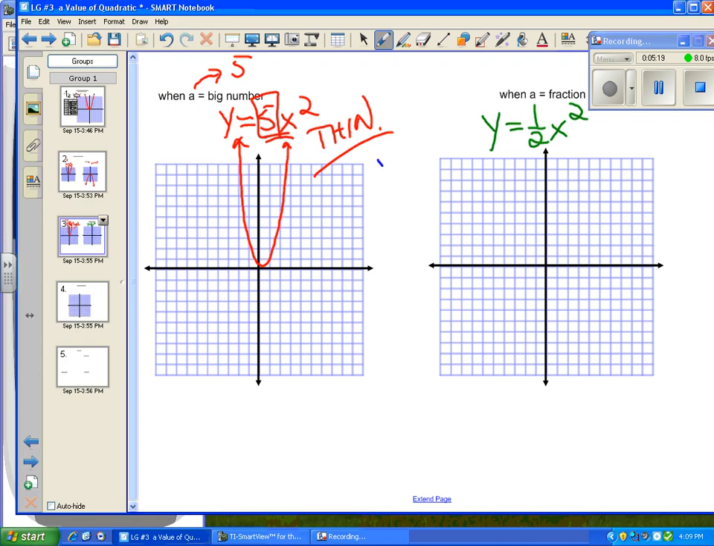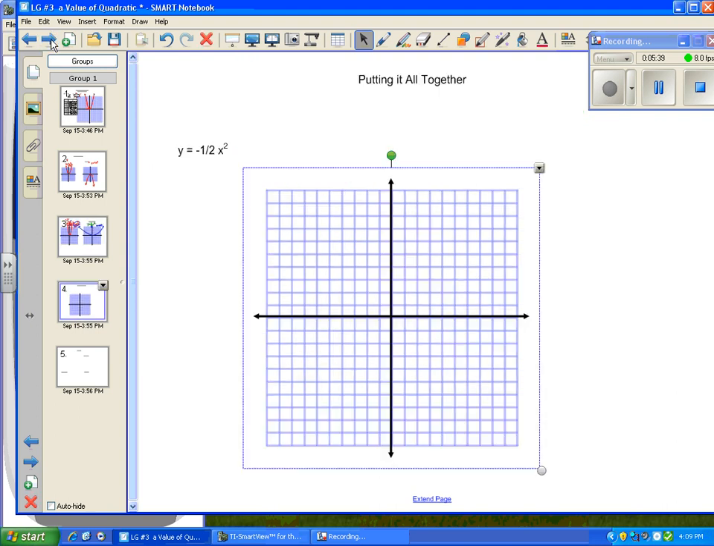When this thing becomes a fraction, I always like to exaggerate it a little bit so you can actually see. This with a big number gets thin. This with a small number, a fraction, gets wide. All right, so let's play around with this idea now in terms of our next slide. The whole idea here is to play around. What's going to happen when it is negative and 1/2?